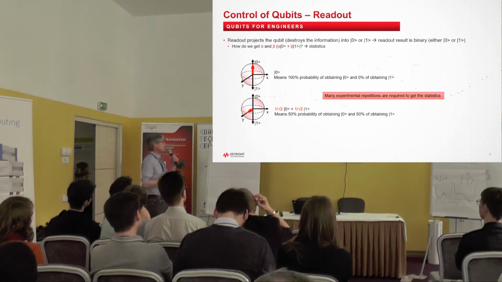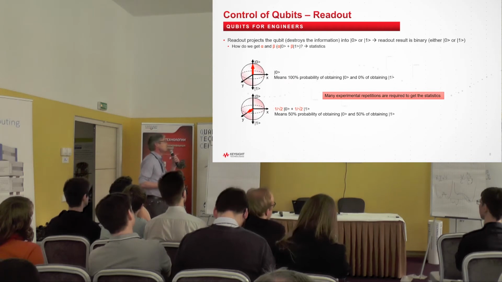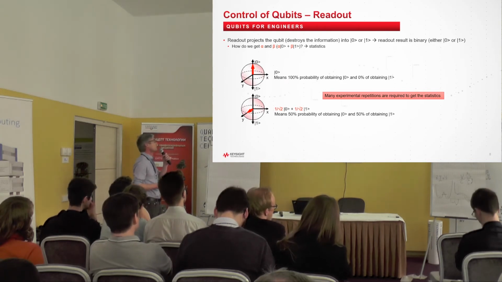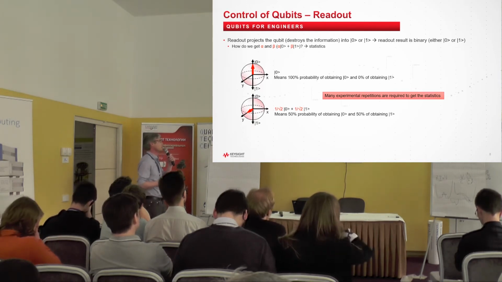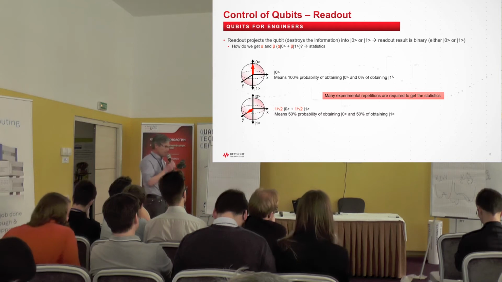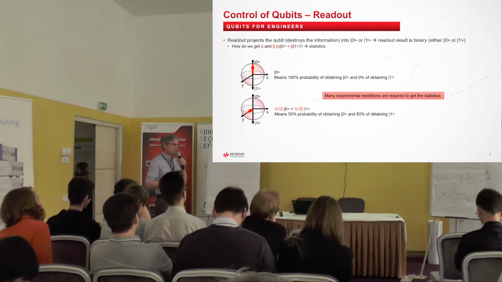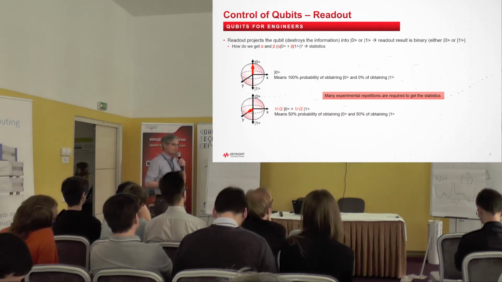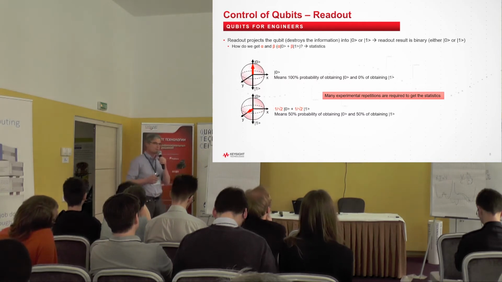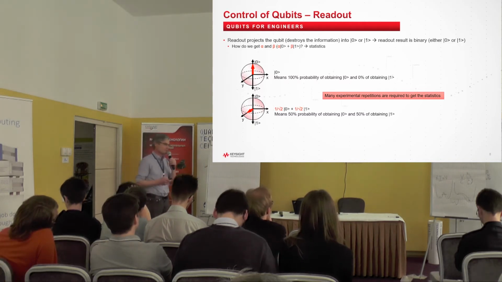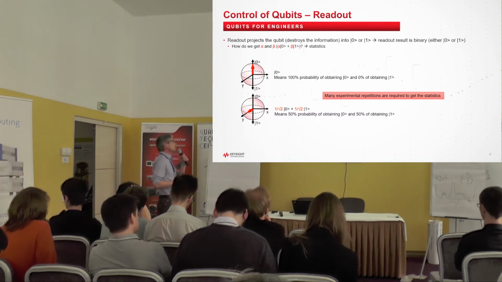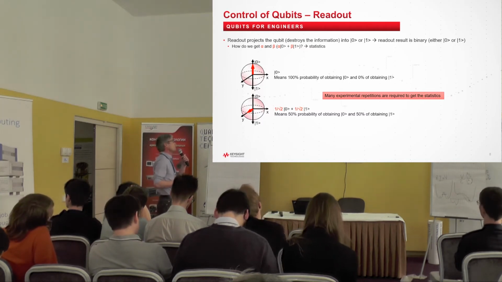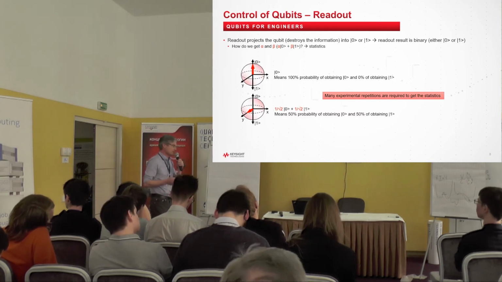The same goes for readout. When you read out your qubit, it collapses to one of the states, so all the superposition is killed. So you have to do many repetitions of the same experiment to get statistics and see what the superposition state of your qubit was. You also need to make a number of measurements.